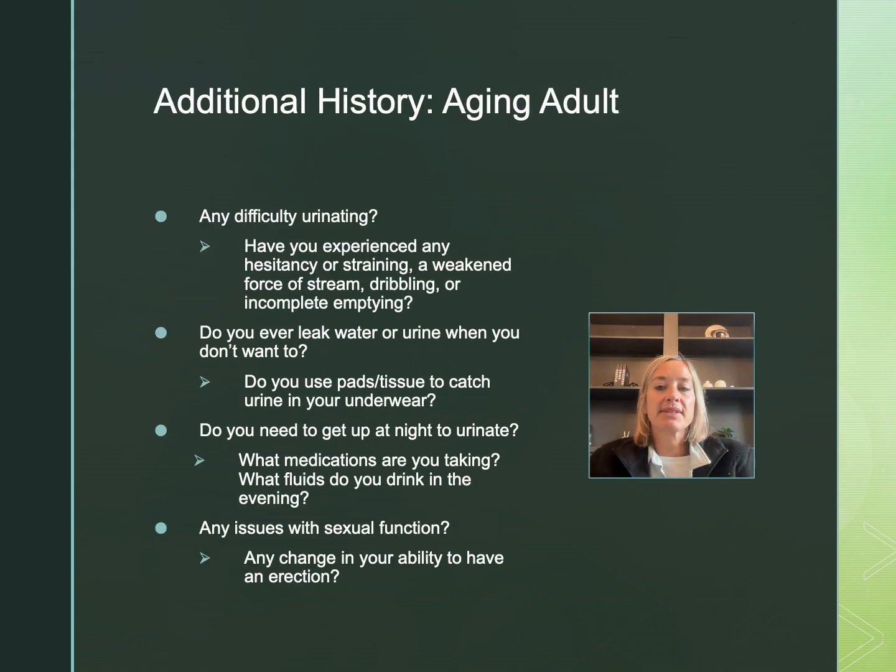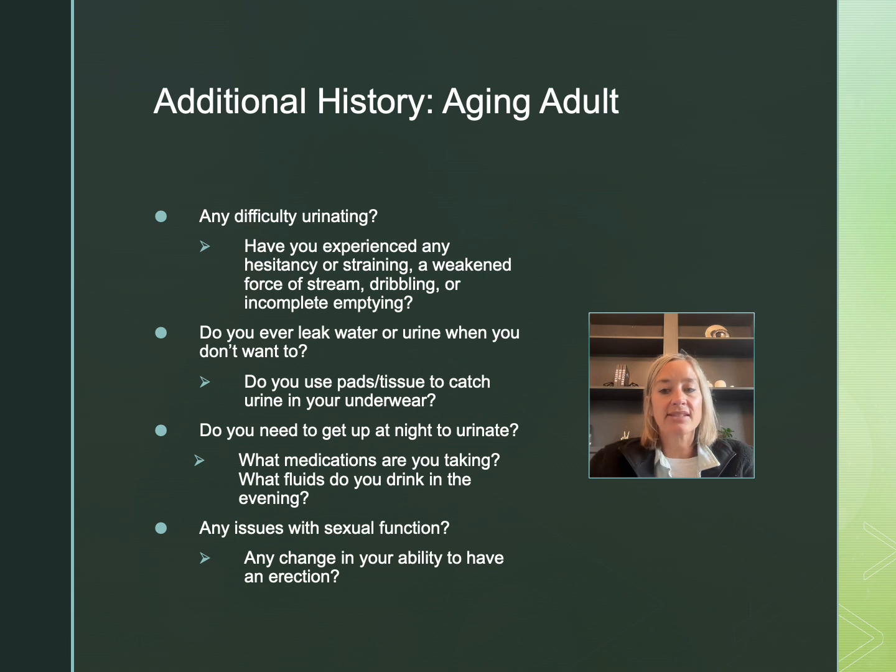Now let's talk about some specific considerations for addressing aging adults. With age, many individuals experience changes in urinary and sexual function, which can impact their quality of life but may not be freely discussed. We want to start with questions about urination. Ask, have you experienced any hesitancy or straining, a weakened force of stream, dribbling, or incomplete emptying? These symptoms could indicate issues like an enlarged prostate in men or changes in bladder function.